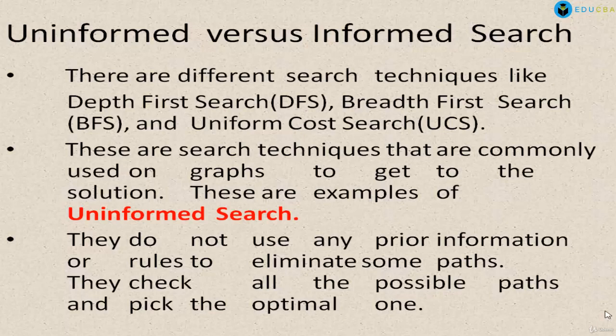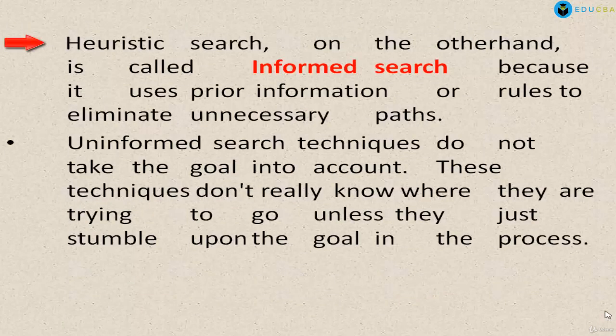Now why is the name uninformed search? Because in that we are not using any information to eliminate some path. We are checking all the possible paths, all the possible conditions. Heuristic search, on the other hand, is informed search because it uses prior information or rules to eliminate unnecessary paths, because in this we are eliminating some options. Uninformed search techniques do not take the goal into account. These techniques don't really know where they are trying to go unless they just stumble upon the goal in the process.